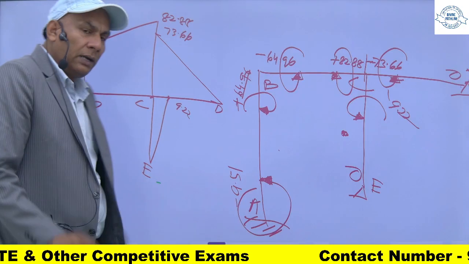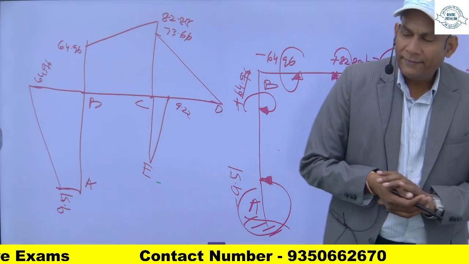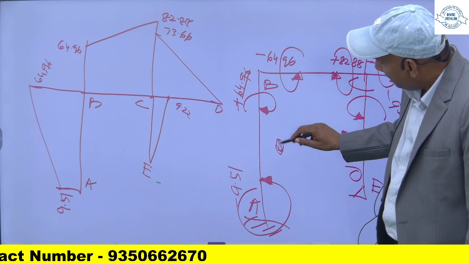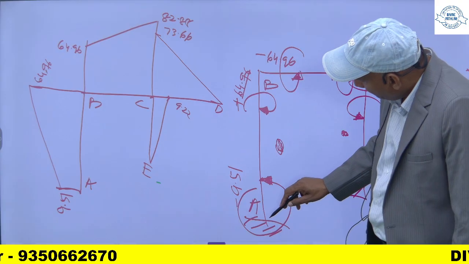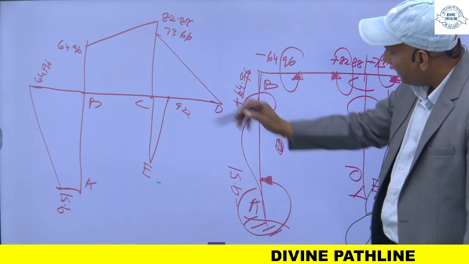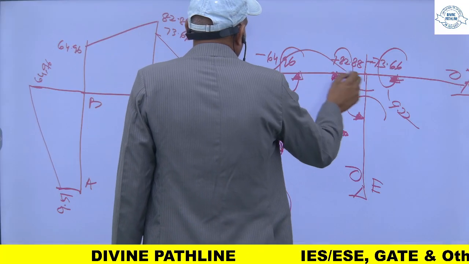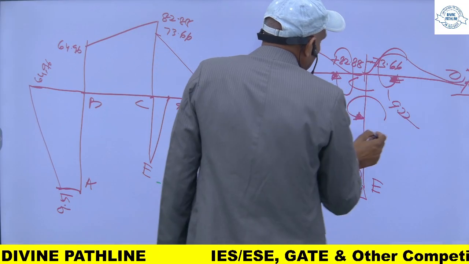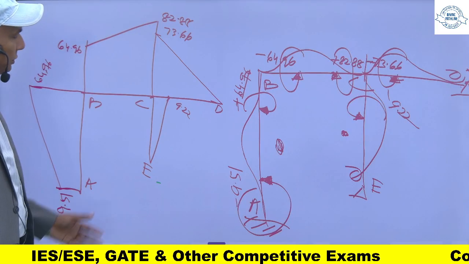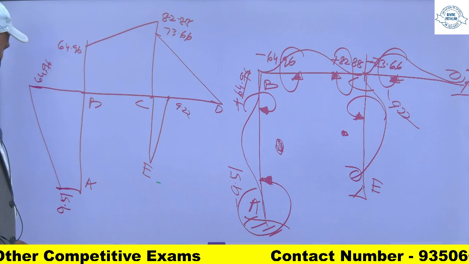Now I will apply the concept of hogging and sagging. If you see from this point, by sitting here, this will be a hogging moment, so this will be minus, so this will be minus. Similarly, this is also hogging, this is also like this and like this. So I will superimpose the bending moment, loading the bending moments.